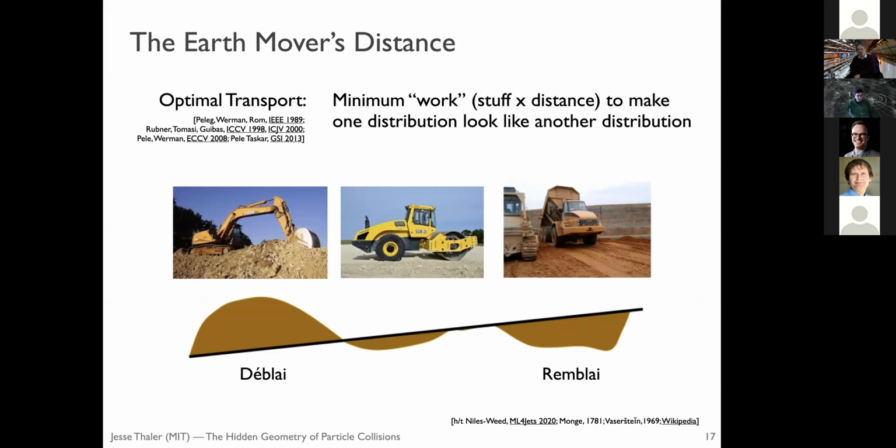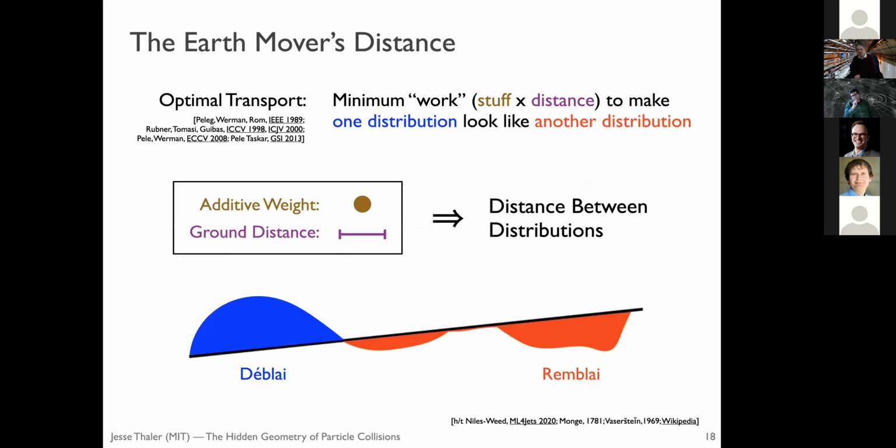This was formalized by Wasserstein in the 1960s, and then it came into the computer graphics world in the 1980s, 1990s under the name of the Earth mover's distance. And you can imagine you have two images, and you want to know how similar those images are, and so you can imagine distorting the pixels of one image to make it look like the other image. It's work in the sense of stuff times distance.